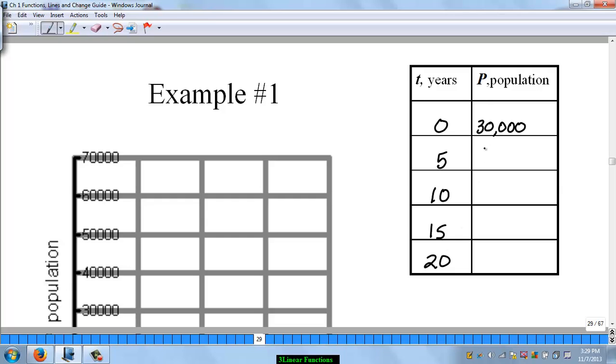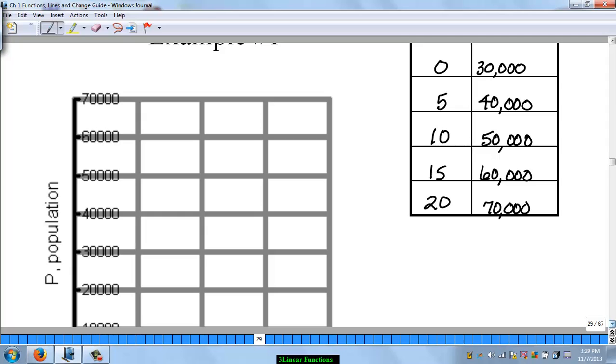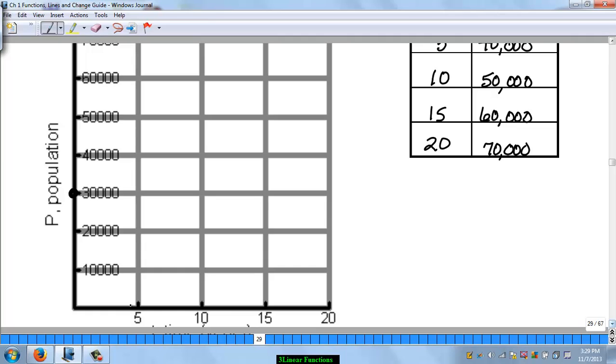So if it's increasing 2,000 people per year, over 5 years it increases 10,000. So that's 40,000, and then 50,000, 60,000, and 70,000. Let's graph this to see what it looks like. So when year 0, here's my beginning, my initial value is 30,000. Down here it's 5 years, so it goes up to 40. Then 10 years it's 50. 15 years it's 60, and then it comes all the way up here to 70.